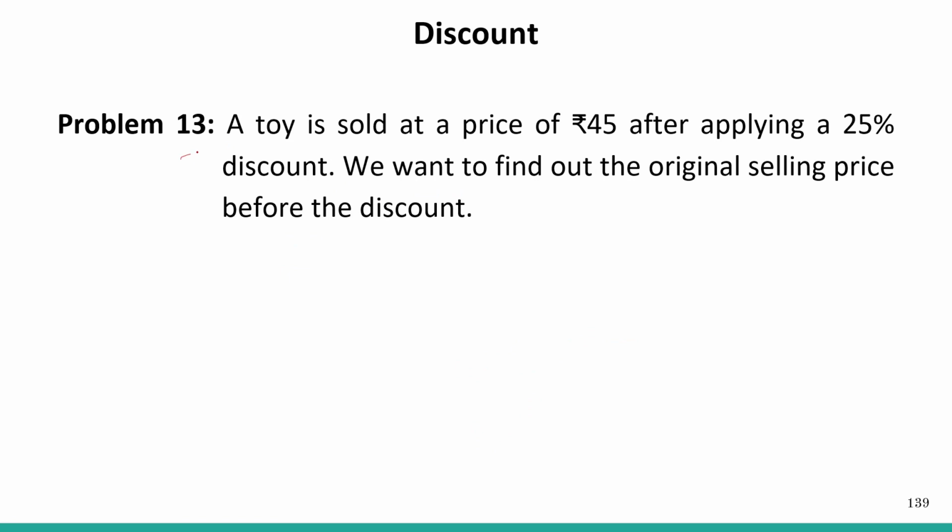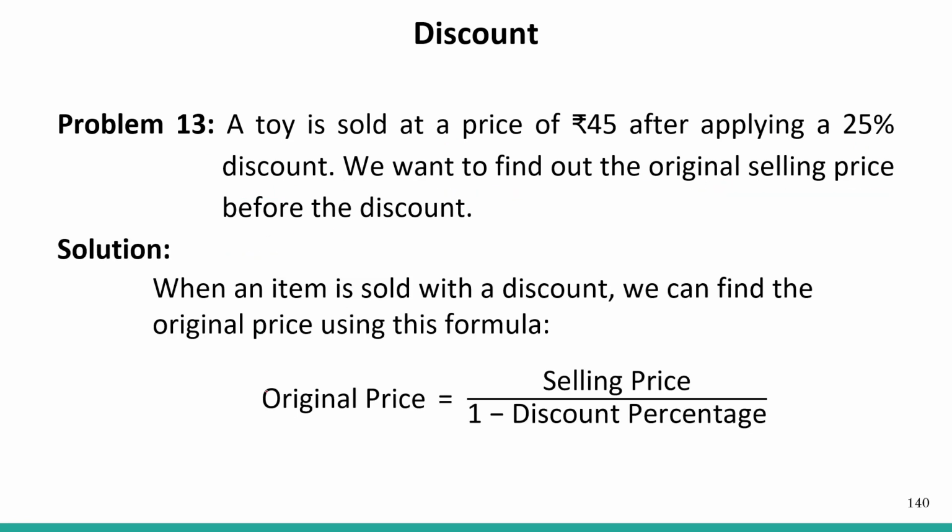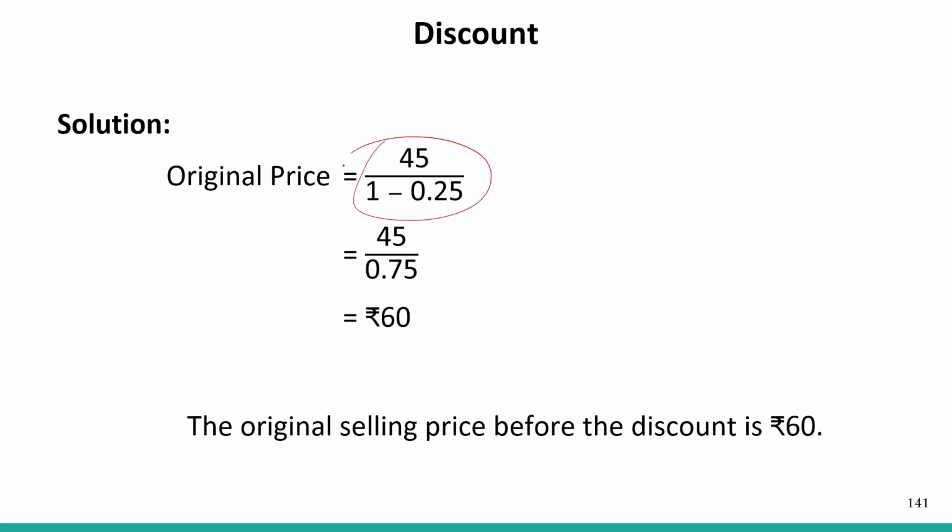So let's see problem number 13. A toy is sold at a price of 45 after applying a 25% discount. We want to find out the original selling price before the discount. So original price is equal to selling price by 1 minus discount percentage. This is the formula that we already know. So utilizing the numerical values in the formula, what we are left with is 45 by 0.75. That is equal to 60 rupees. So the original selling price before the discount is 60 rupees. Okay. So that's enough for now.